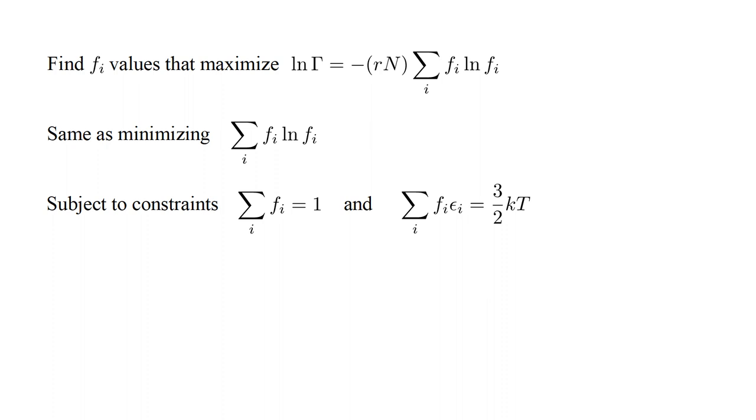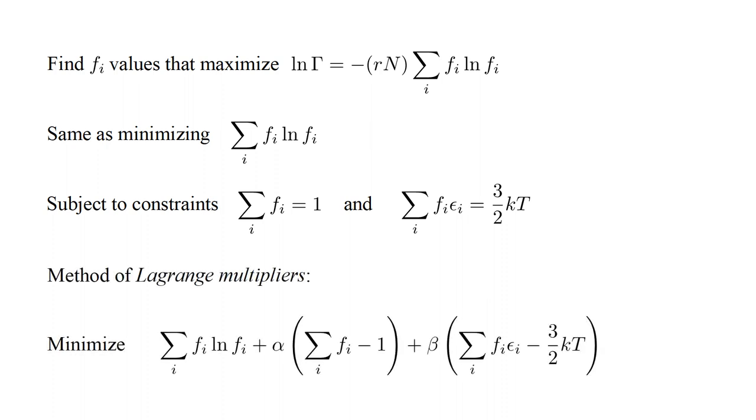We need to do this subject to two constraints. First, the sum of occupation frequencies over all cells has to be 1. So sum over i, Fi, must be 1. Second, the average energy of an atom needs to be 3/2 kT. And the average energy is sum over i, Fi, epsilon i. The probability an atom is in the ith cell times the energy of the ith cell.